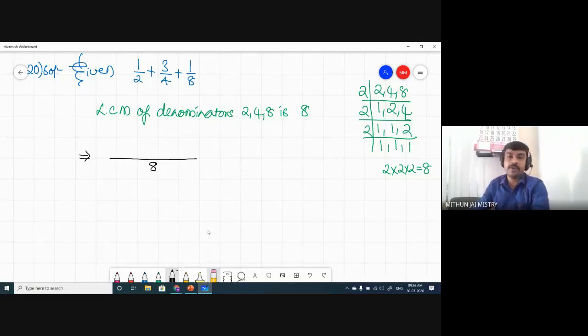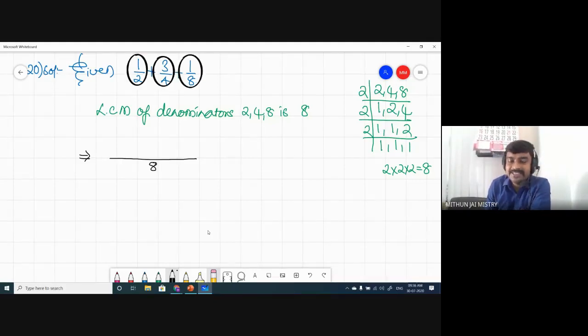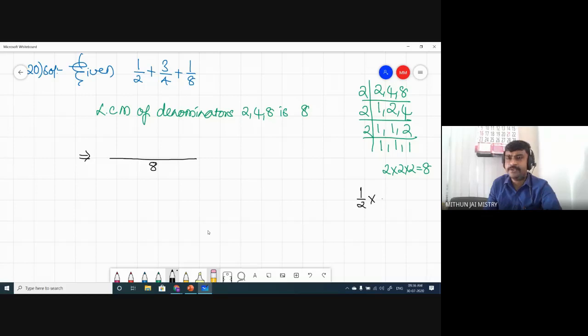Next, what is the second work? The second work is you have to take every fraction and multiply with the LCM. The first fraction is 1 by 2, multiply into LCM 8. 3 by 4, again into 8. And 1 by 8 also we will multiply into 8.